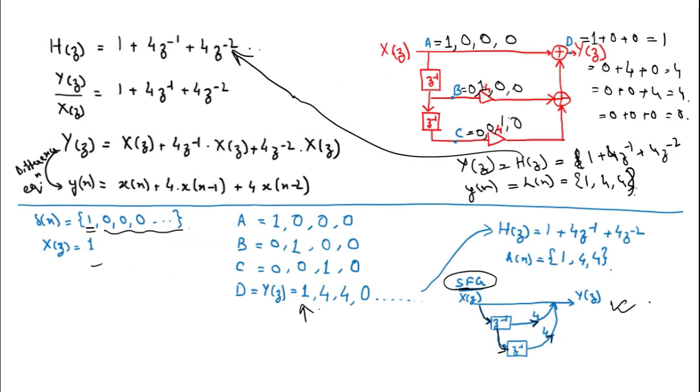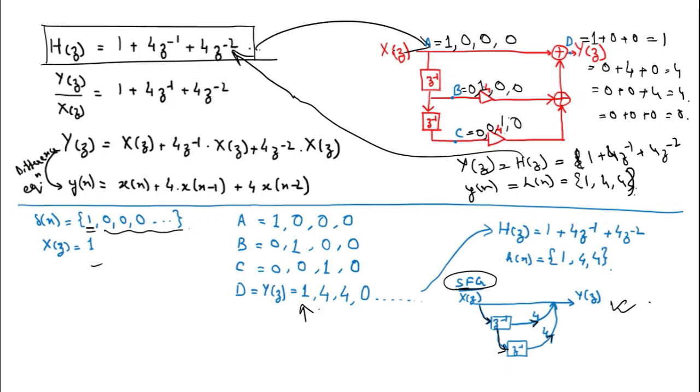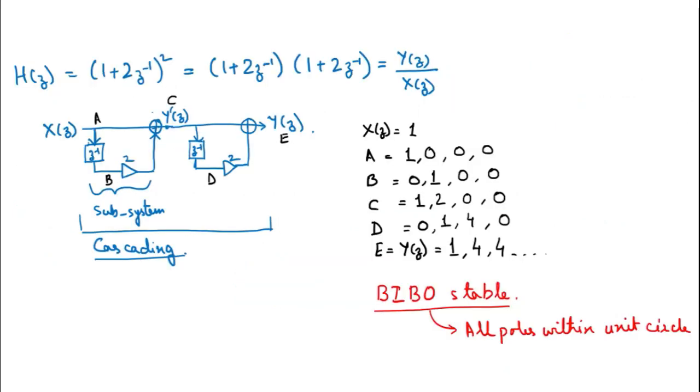In this case, we have taken the transfer function and implemented it as it is. So this is called the direct form of realization. There is no multiplication in between the different subcomponents.